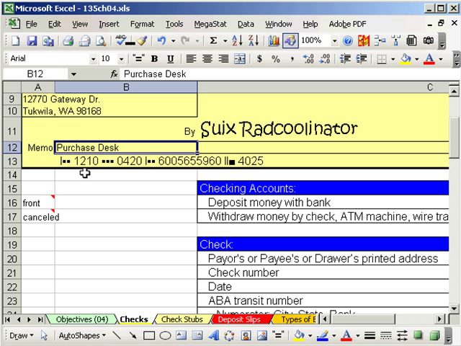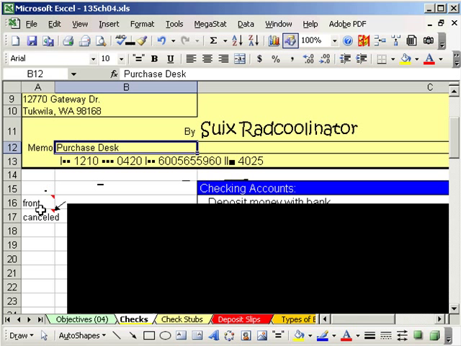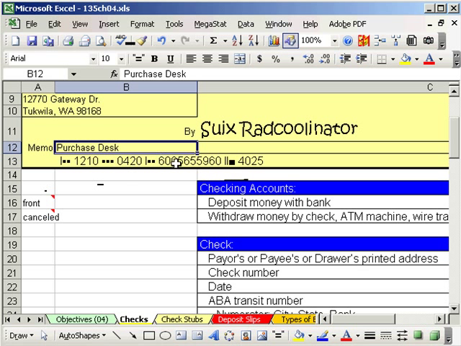Then we have the magnetic ink character recognition number at the bottom and a bunch of funny little things, but a computer reads this. There's the Federal Reserve Bank, the state and city, your account number, and the check number. All of that has to be read, because if they're going to transfer the funds from one bank to another, the machine has to read all those numbers.